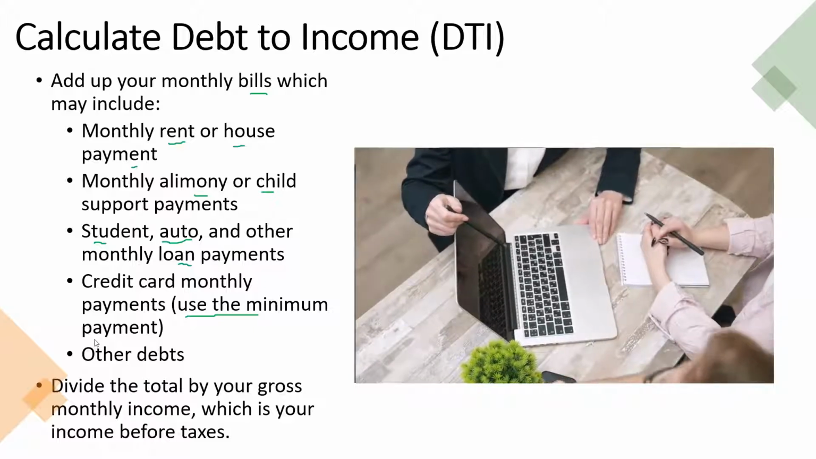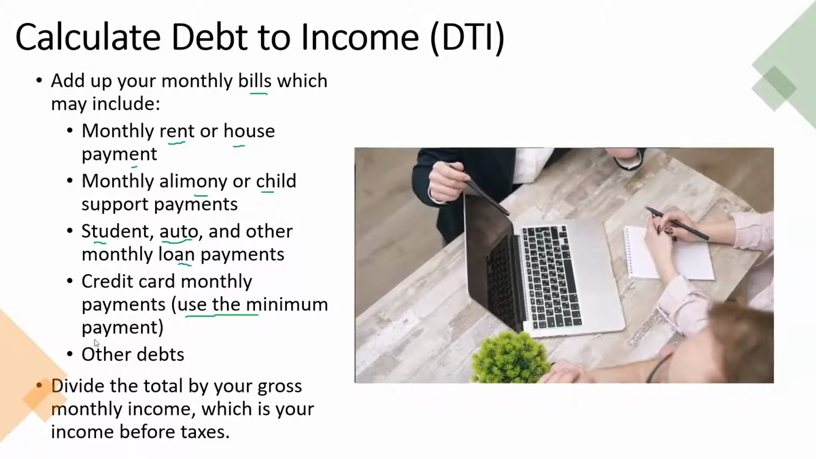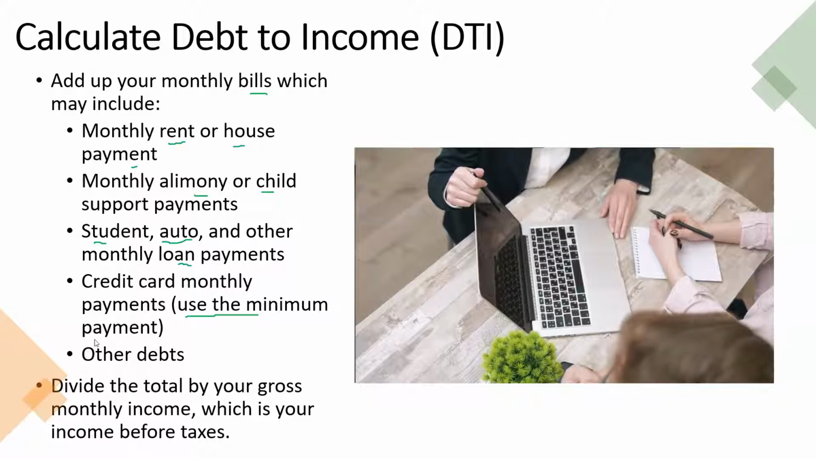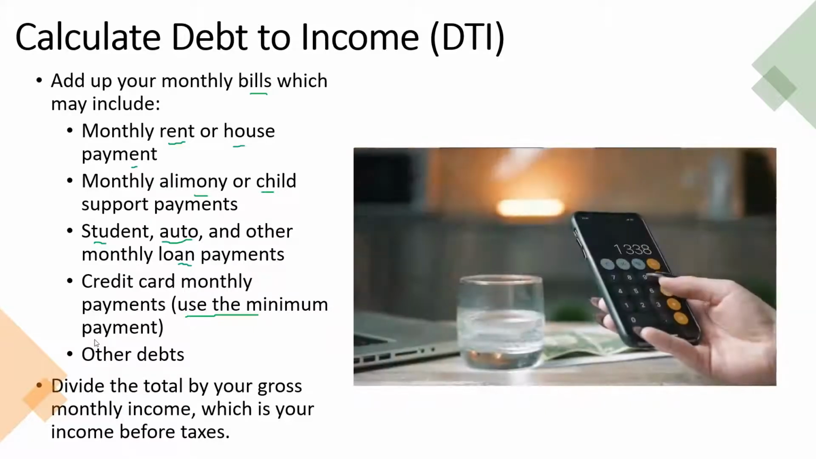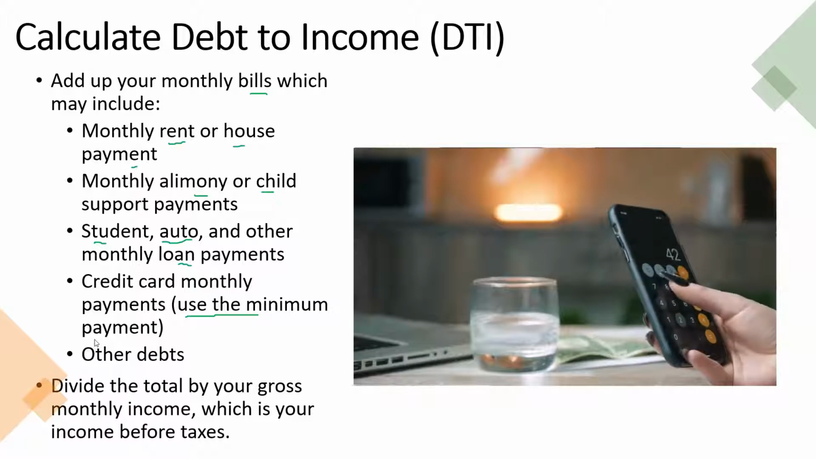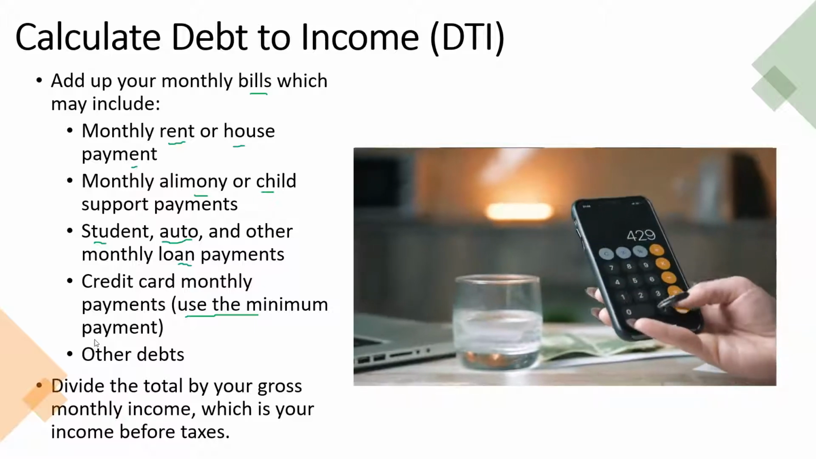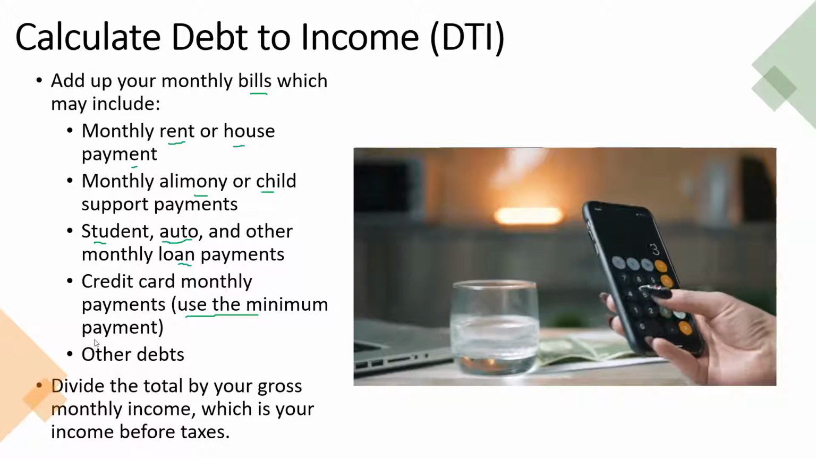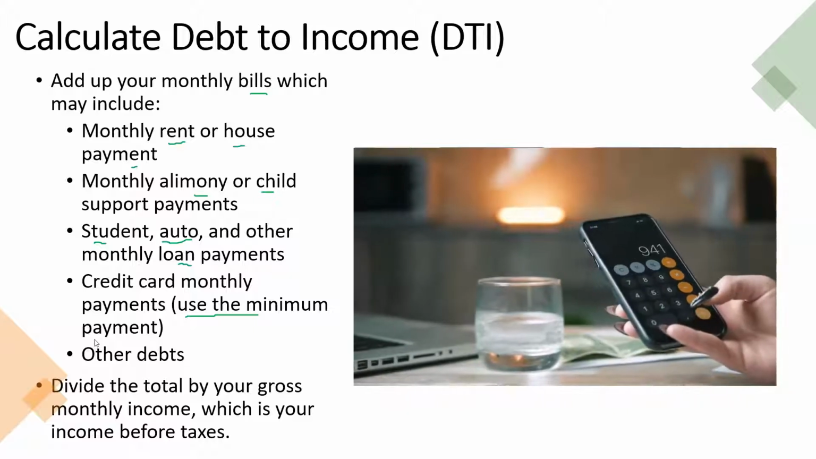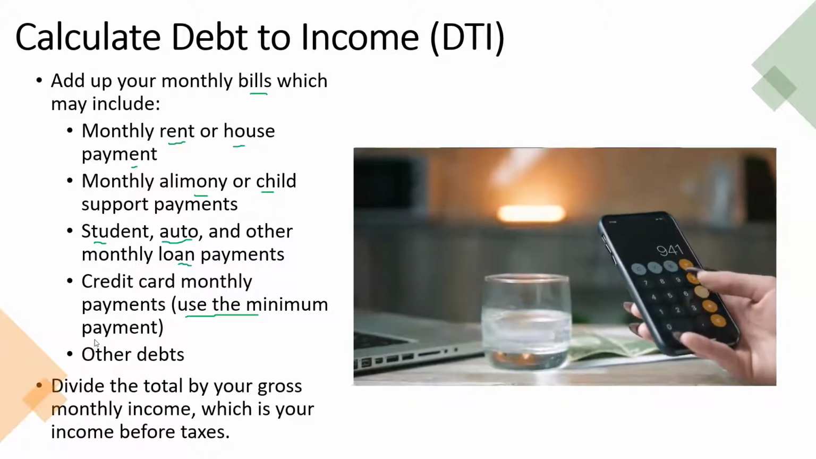So then you divide the total by your gross monthly income, which is your income before taxes. If you're a W-2 employee, you want to make sure to pick the gross income up from your pay stub. And if you're doing this for a financial institution, that's really important because it's a big difference. You want to pick up the bigger number if you can.